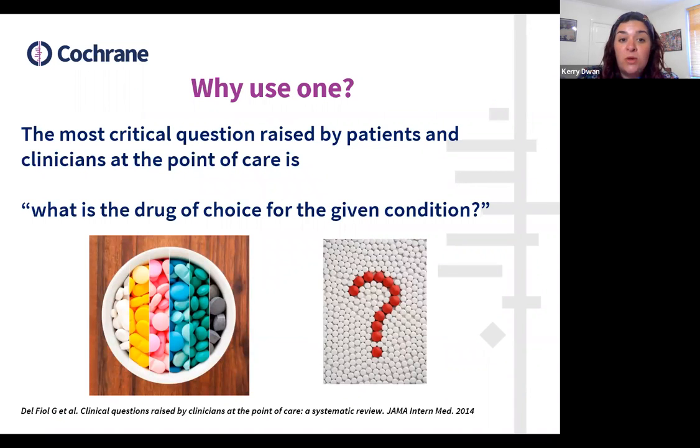So the question is, why should we use one? Well, empirical studies have shown that the most critical question raised by patients and clinicians at the point of care is, what is the treatment of choice for the given condition? And network meta-analysis has been used to answer this question for over a decade now.